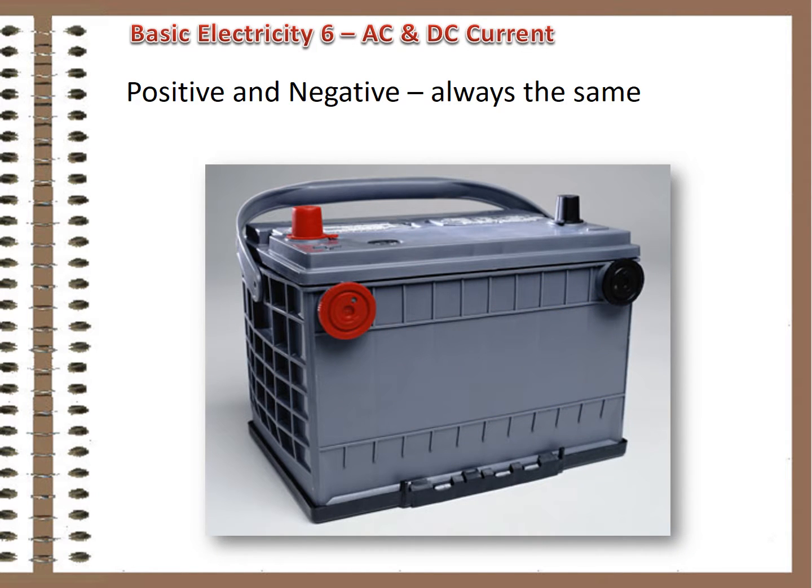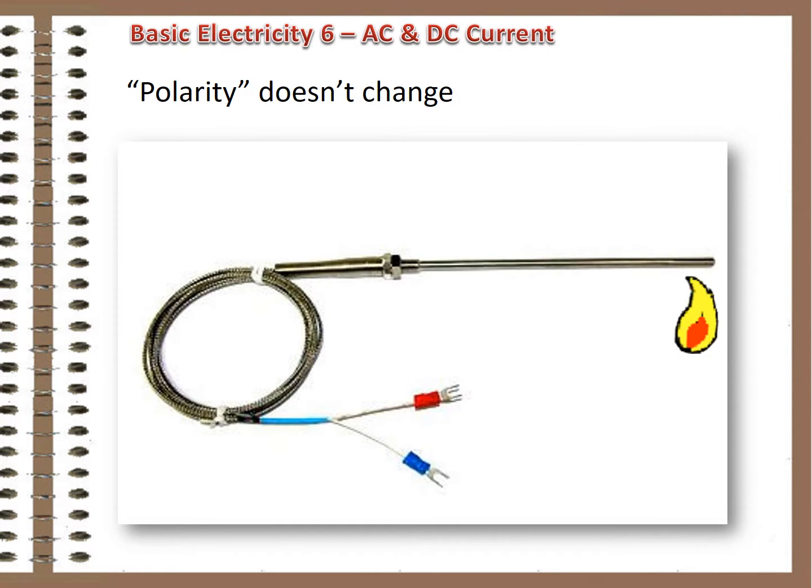One thing they don't have in common is the way they actually separate the charges. In a battery, the chemical reaction that moves the charges apart results in one terminal that's positive and one terminal that's negative, and they stay that way. In a thermocouple, one end of the heated wire is negative and the other is positive, and they stay that way. We say the polarity of the devices doesn't change.